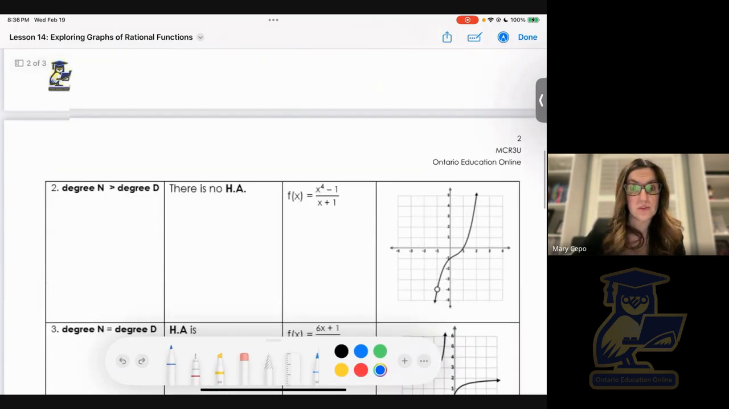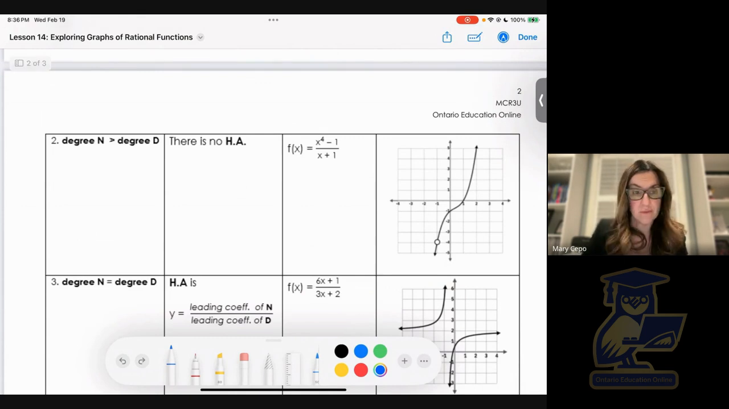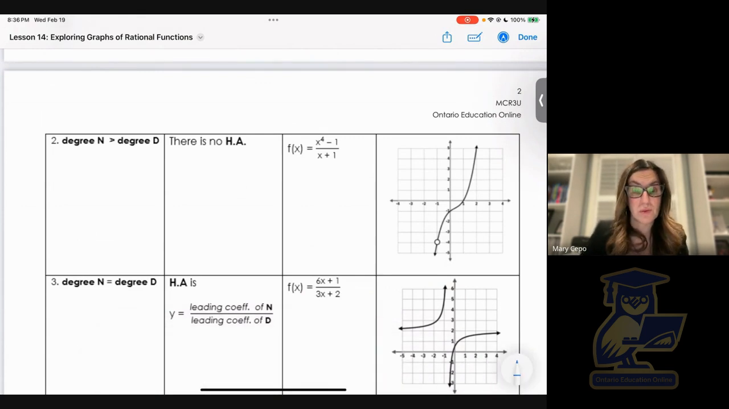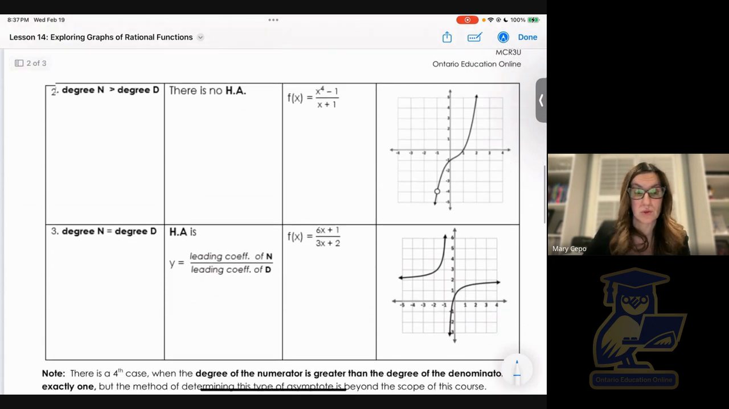Looking at our second case, we look at the degree. The degree in the numerator is greater than the degree in the denominator. In this case, your rational function would have no horizontal asymptote. An example of this is f of x is equal to x to the power 4 minus 1 over x plus 1. The degree in that numerator is 4 because the highest exponent on x is 4, and in the denominator, it would be 1. Even though we don't see the number 1 as the exponent on x, we know it's there. 4 is greater than 1, so the degree in the numerator is greater than the degree in the denominator, and therefore there is no horizontal asymptote.